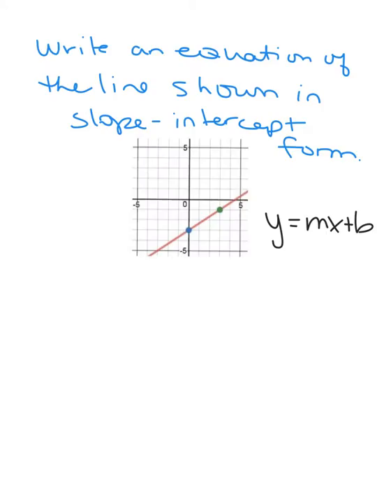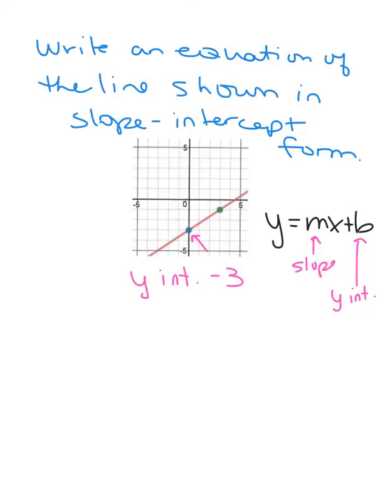We're asked to write an equation of the line shown in slope-intercept form. Now remember, slope-intercept form is y equals mx plus b. M is the slope, and b is the y-intercept. So if I can just find those two things, I can certainly write the equation of the line. So let's start with my y-intercept. That's always the easiest. My y-intercept there is negative 3. That's where it hits the y-axis.